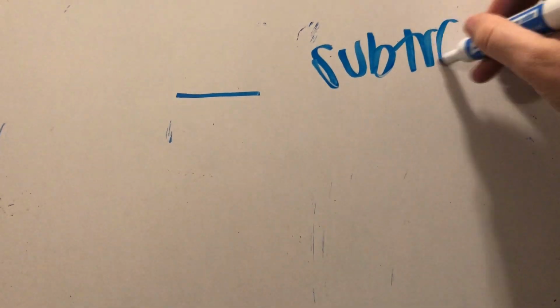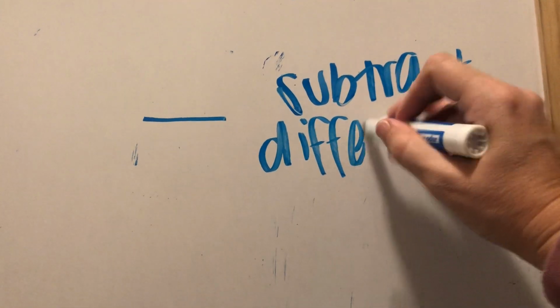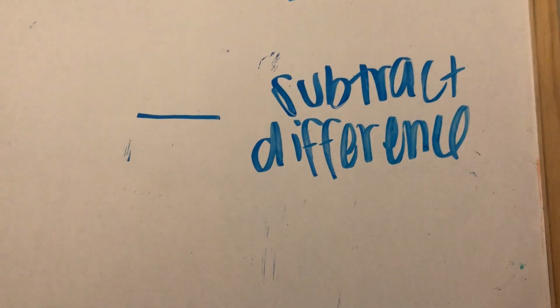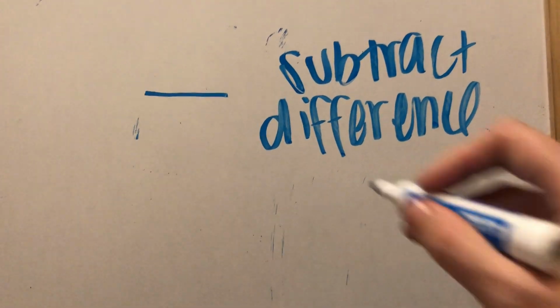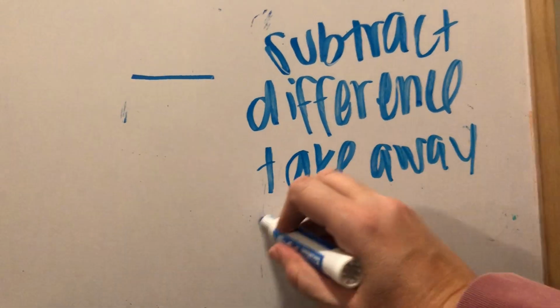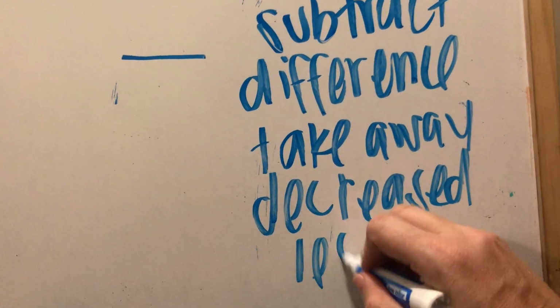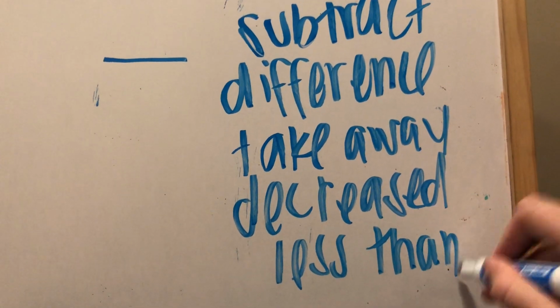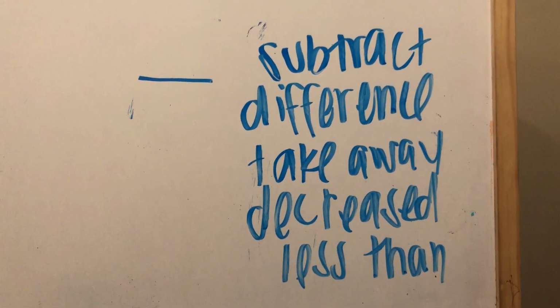Next one, let's talk about subtraction. Now, for this one, you might see the word subtract right in there. Now, the answer in a subtraction problem, you might see the word difference. Some other words that you might see that are going to show that it's going to be subtraction, they might say take away. They may say decreased. Or they may say less than. Those are all common phrases that you may see to show that it's going to be a subtraction problem.